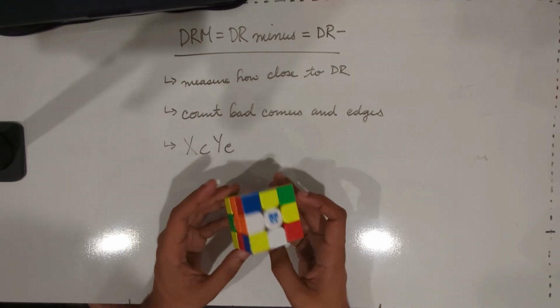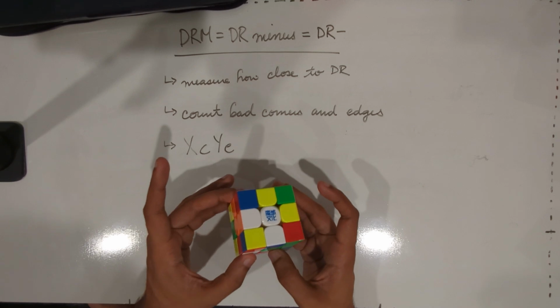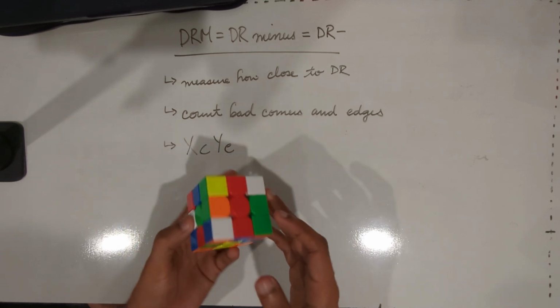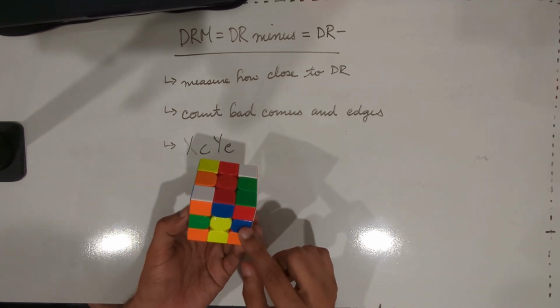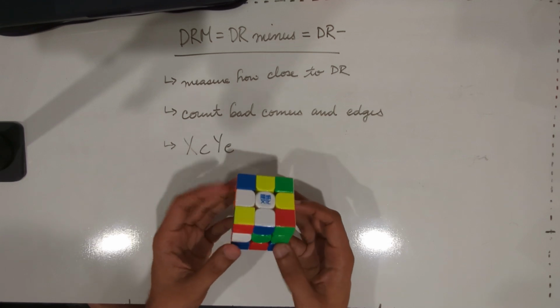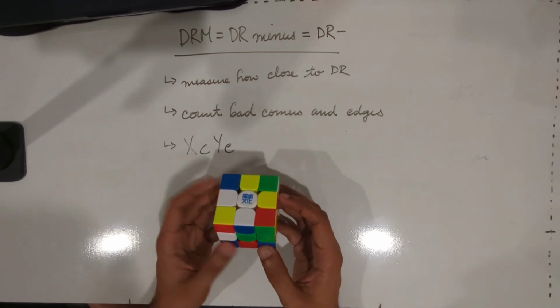Next, moving to the edges, we see that there are 3 edges that are sitting in the E layer that should not be there, and consequently, there are 3 E layer edges that are not in the E layer. So there are 6 total edges that are bad here.